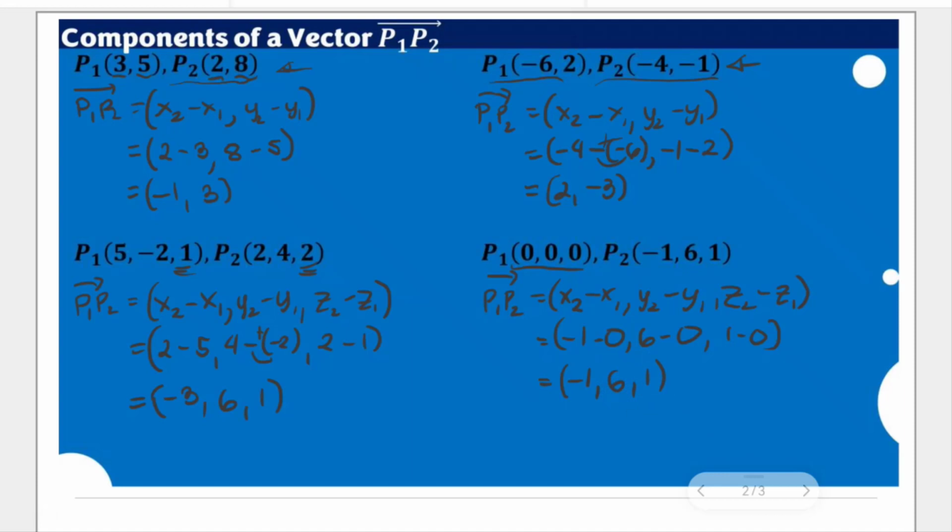So again, we use this formula in solving for the components of vector p sub 1, p sub 2, where our initial, I forgot to mention this, our initial point is p sub 1 and the terminal point is p sub 2. In the next few videos, we are going to determine the initial and terminal points given the component of the vector that contains them and one of the two.